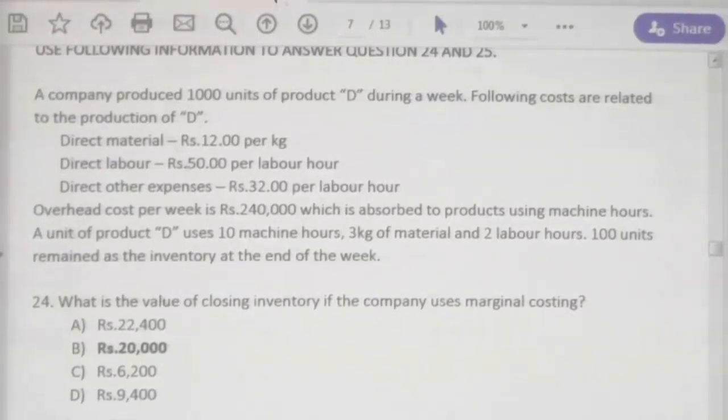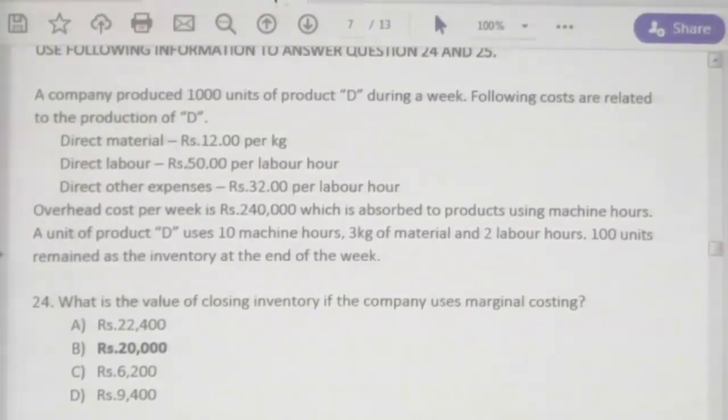Overhead cost per week is 240,000, which is absorbed to product using machine hours. A unit of product D uses 10 machine hours. Per unit you require 10 machine hours, 3 kilograms of material, and 2 labor hours. 100 units remain in the inventory at the end of the week. What is the value of closing inventory if the company uses marginal costing?